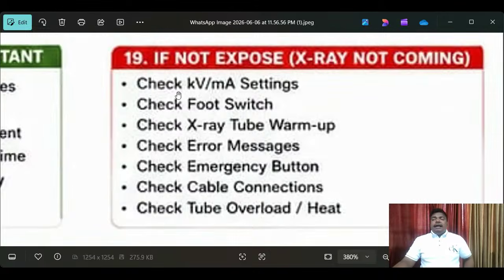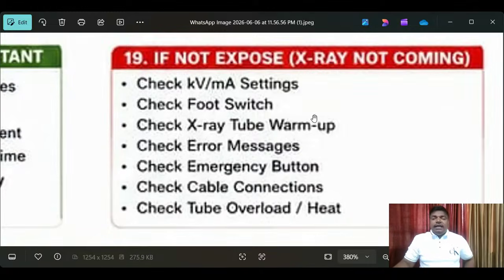Now the 19th point. Every point I have highlighted, and I'm giving it very clearly. The 19th point: if not exposed, X-ray not coming. This is very important, because if it is not exposing, there is no use of the CM. The main function is exposing the X-ray, monitoring live cases, and saving the live image.